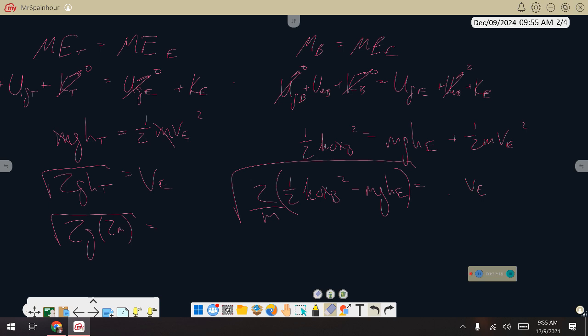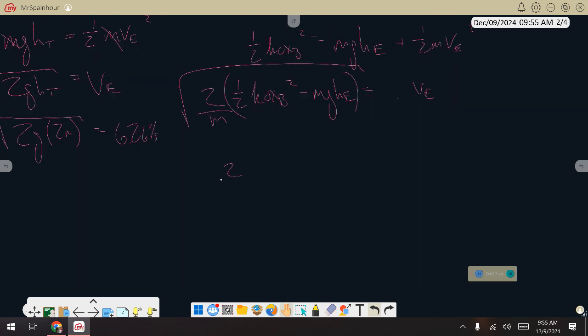410, so that should be 6 and change, right? 6 point something? 6.26. And then if we come over here, this should be 2 divided by 70 kilograms times 1/2 times 20,600 newtons per meter times 0.4 meters squared minus 70 kilograms times g times height, which would be 0.4 meters. Let's go ahead and put brackets on that.